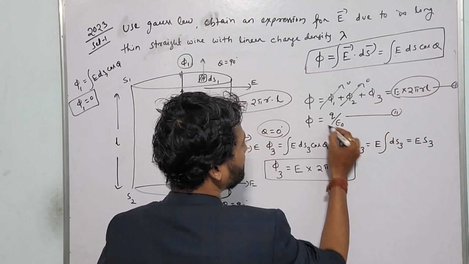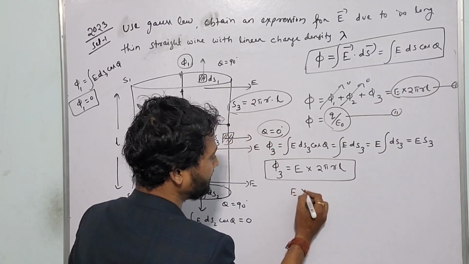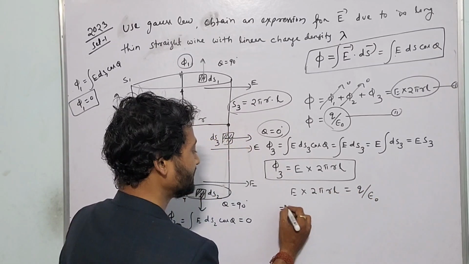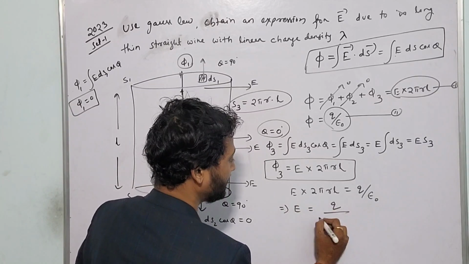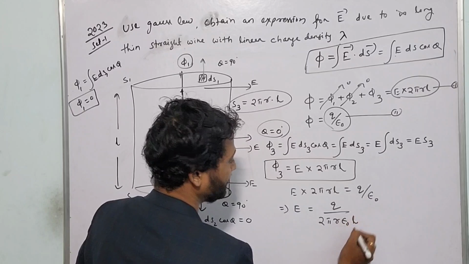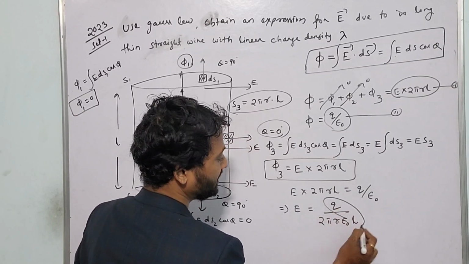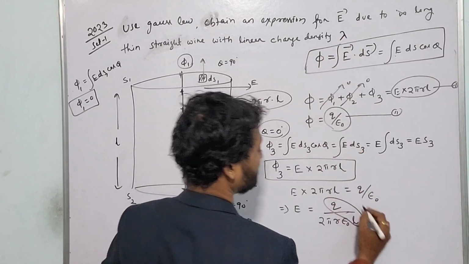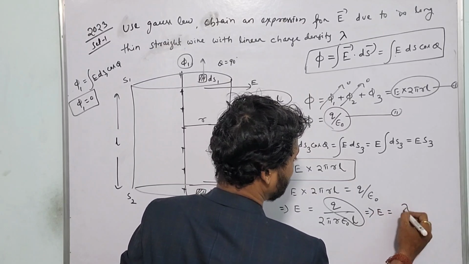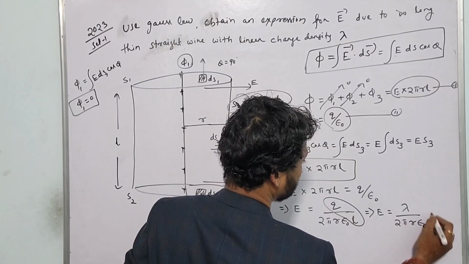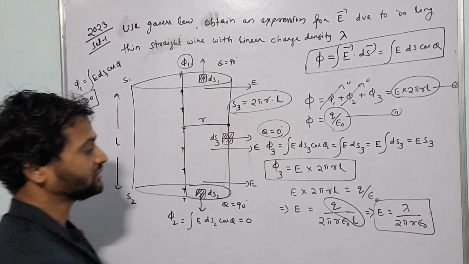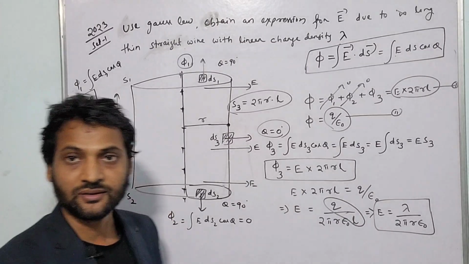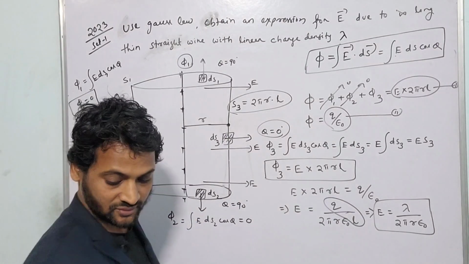So from equation 1 and 2, if you compare, you'll get E into 2 pi r L equal to Q by epsilon naught. This implies E will be Q by 2 pi r epsilon naught L. So what is Q by L? Charge upon length is the linear charge density, which is lambda. So your final answer will be lambda by 2 pi r epsilon naught. That much you need to write. This is a very important question. I hope it is clear. No doubt. Shall I erase it?